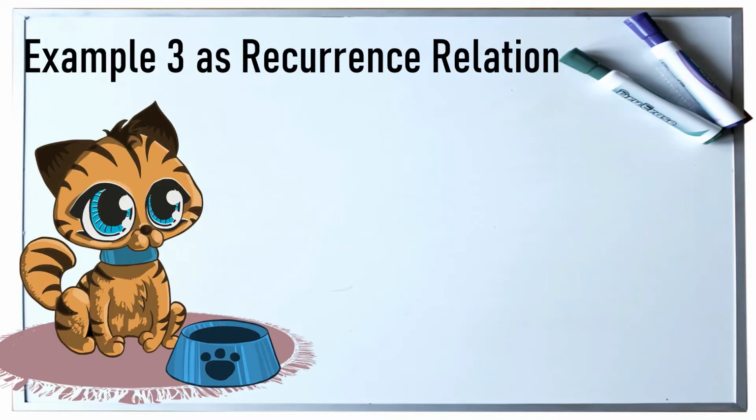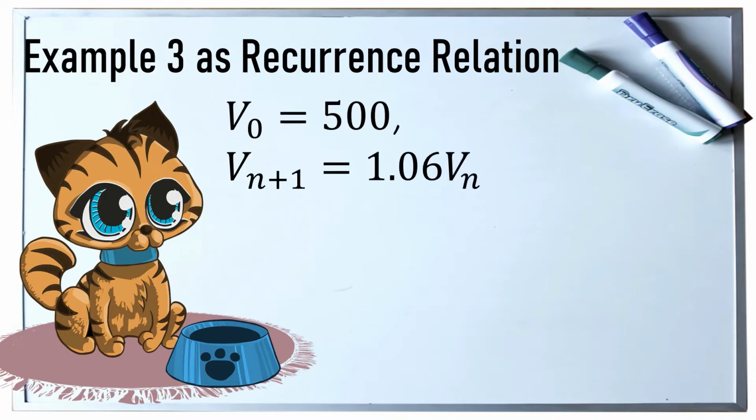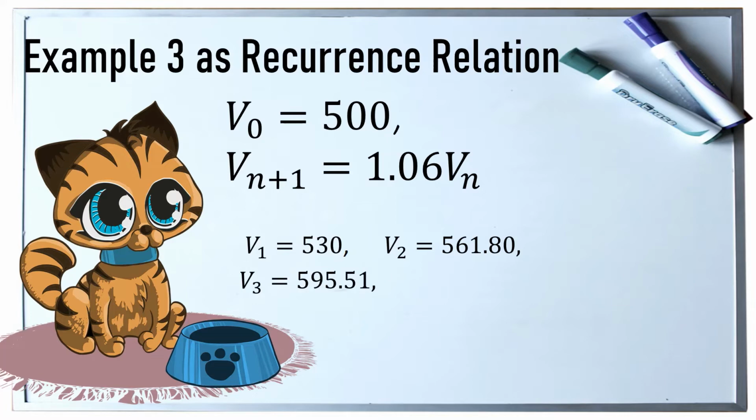Let's approach example 3 as a recurrence relation. V0 is equal to 500 because that was the principal. To get the next number in the sequence, we're going to keep multiplying by 1.06. So 500 times 1.06 gives us 530. Multiply that by 1.06, we get $561.80, and we keep multiplying it.